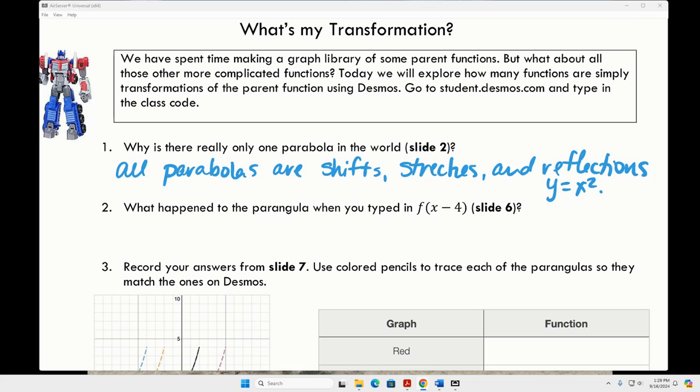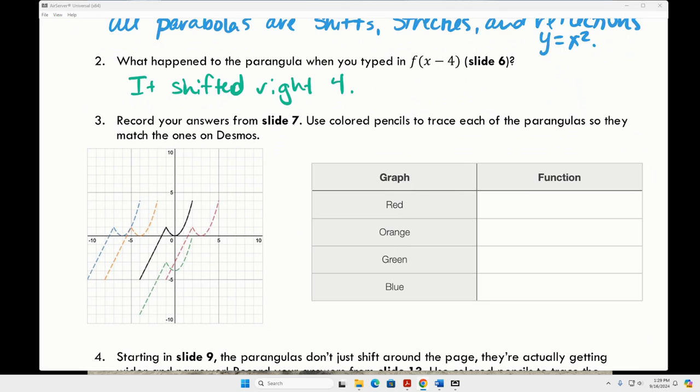All right, so on slide 6, you typed in f of x minus 4. How did it shift the parabola? How did it shift it? Right. Okay, and so this first table that you guys typed in is just shifting. And so I was walking around, you guys looked like you were doing really well on shifting.